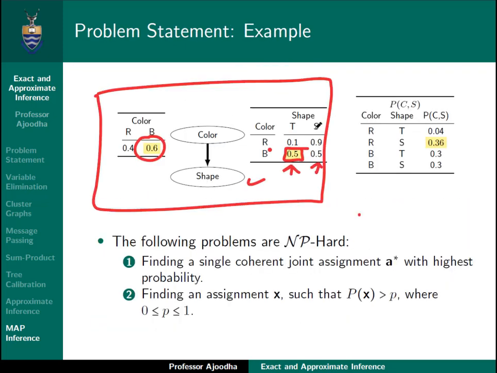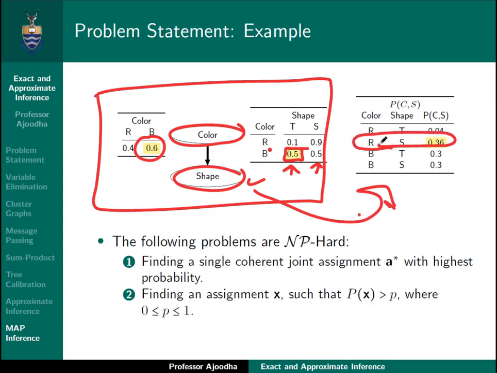The other issue is it doesn't tell me the highest MAP assignment, because if I multiply these two factors together, color and shape, to give me the joint distribution, I find that the most likely assignment is not with blue at all. It turned out to be 0.36 for red, and S, which is a square. So the red squares are the most likely things to happen. And there was no way for me to know that from just looking at the individual factors of the Bayesian network. So that's my point.